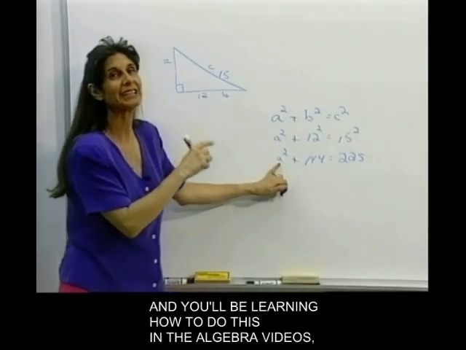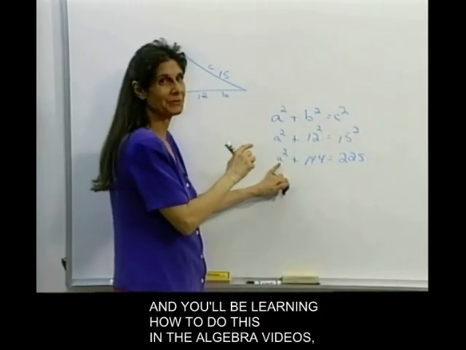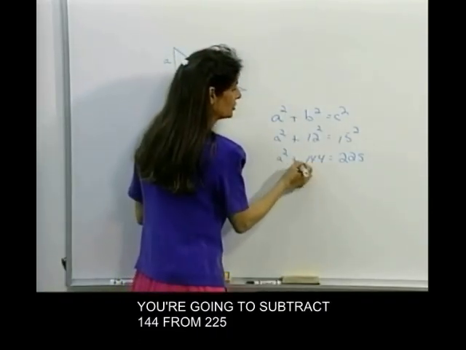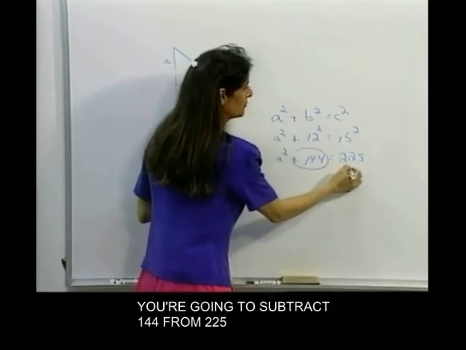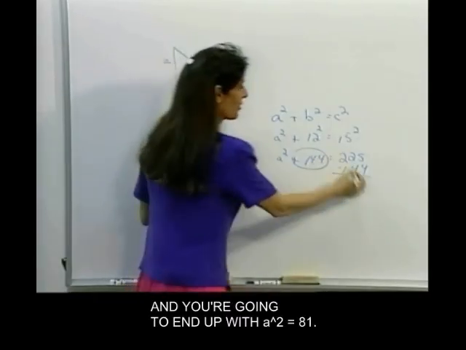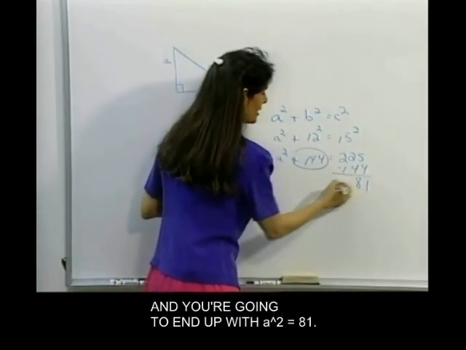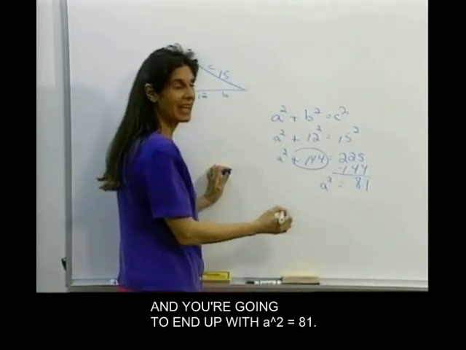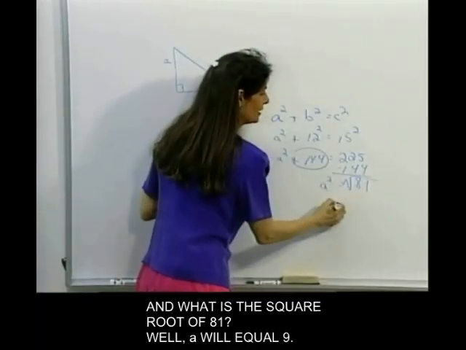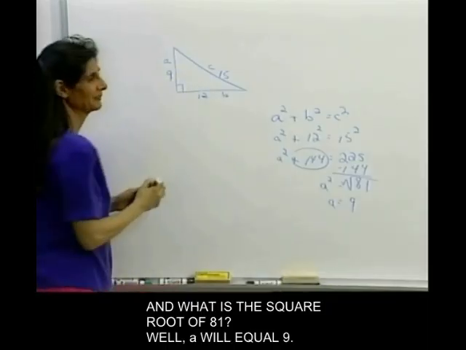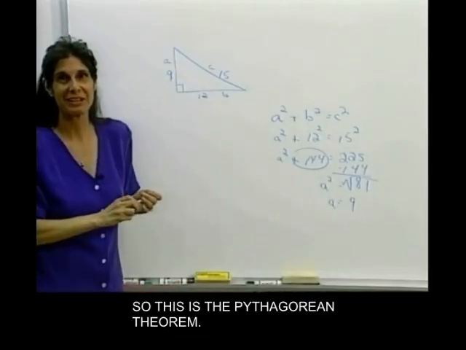I need to find out what this number is. And you'll be learning how to do this in the algebra videos. But let me show you real briefly what you're going to do. You're going to subtract 144 from 225. And you're going to end up with a squared equals 81. And what is the square root of 81? Well, a will equal 9. So, this is the Pythagorean Theorem.